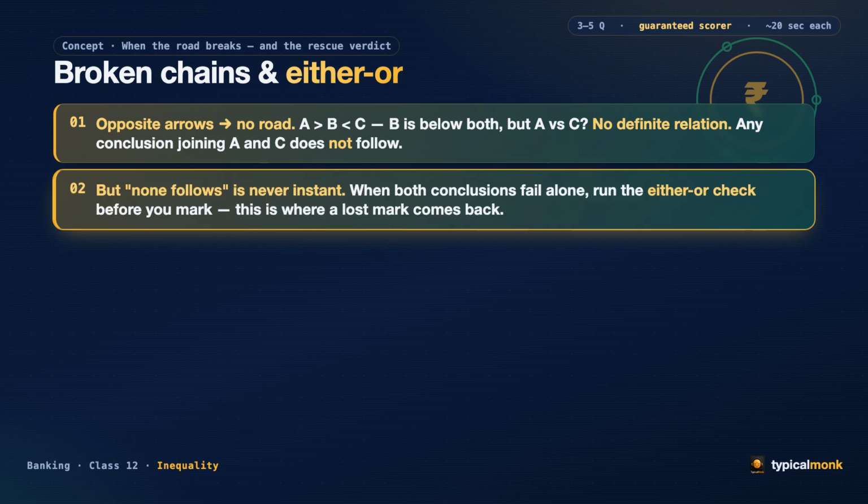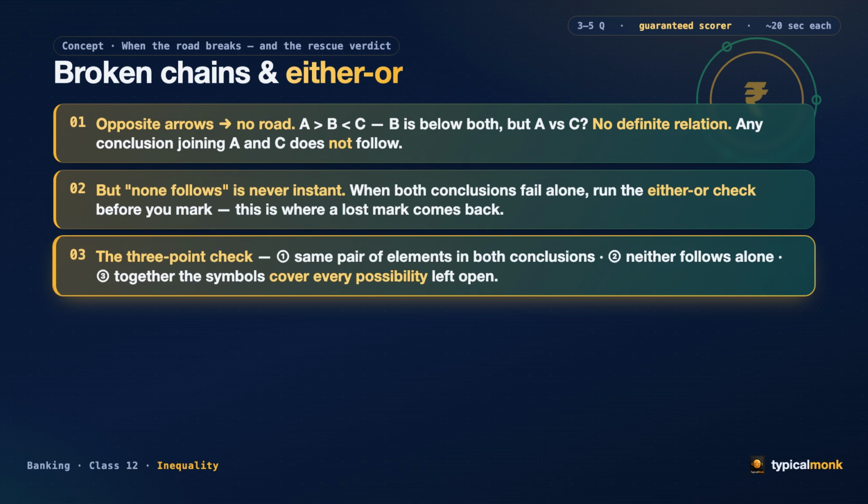2. But never mark none follows instantly. When both conclusions fail on their own, run the either-or check before you mark. This is exactly where a drowned mark comes back. 3. The 3-point check. 1. Both conclusions carry the same pair of elements. 2. Neither follows alone. 3. Together, the two symbols cover every remaining possibility. All 3 ticks. Then the answer is either 1 or 2 follows.